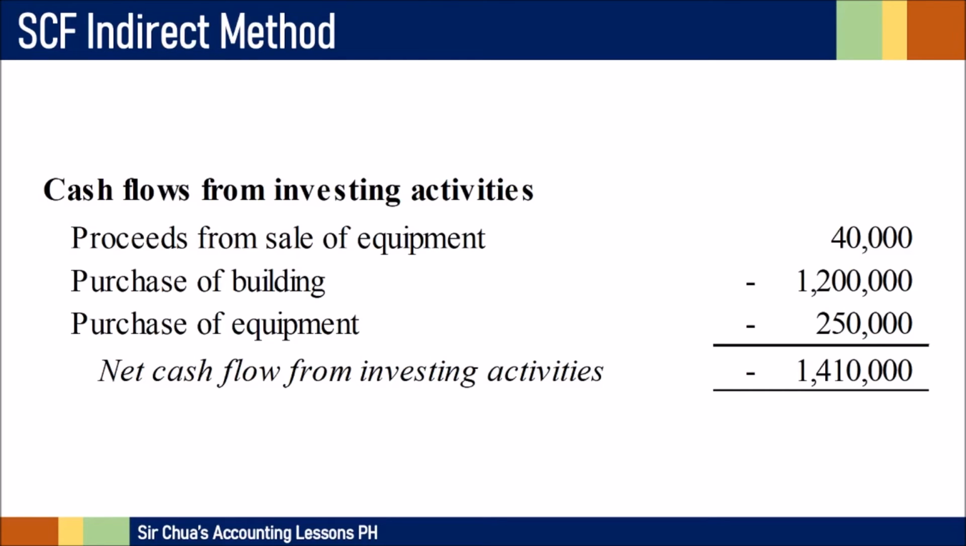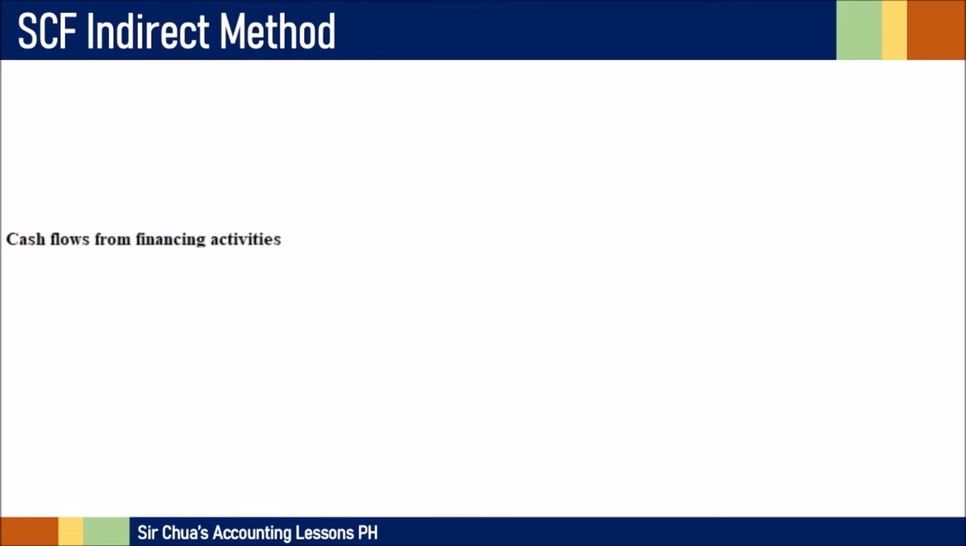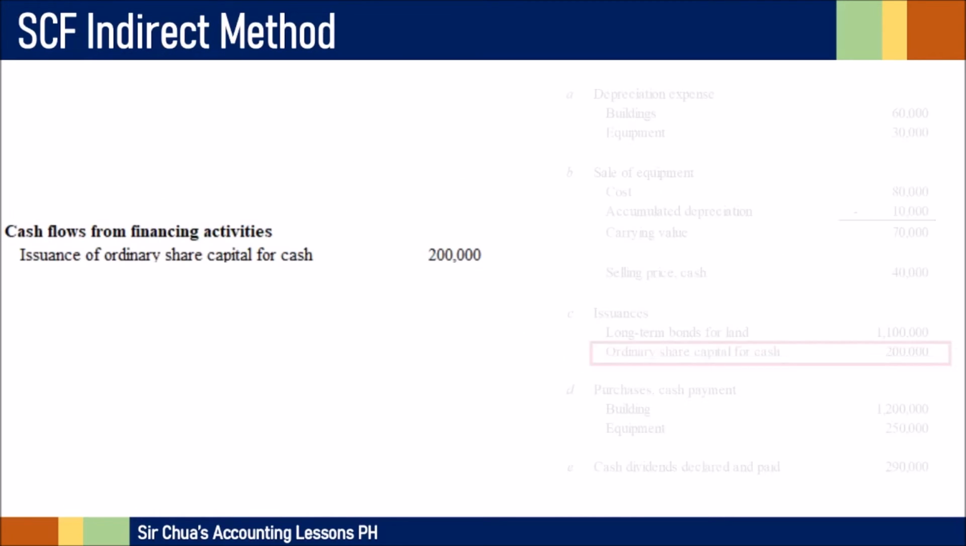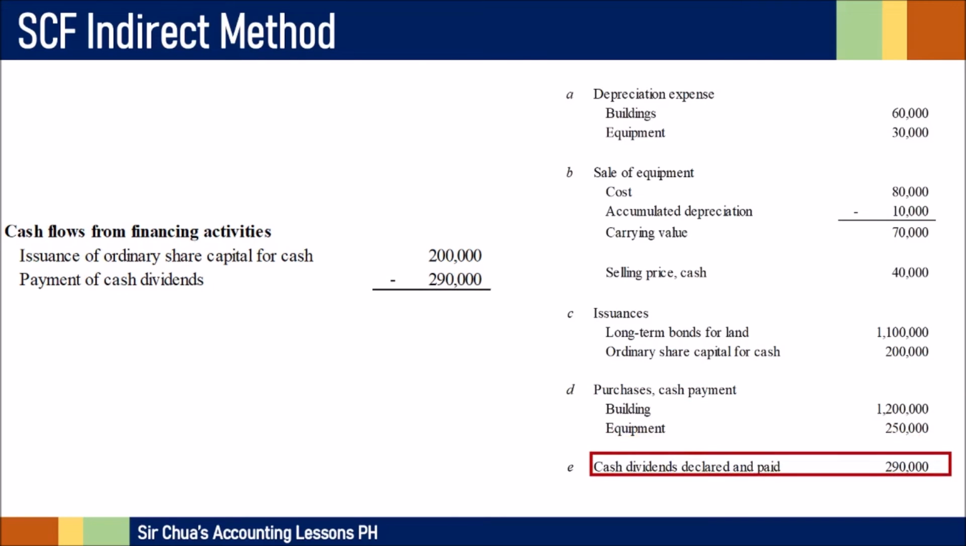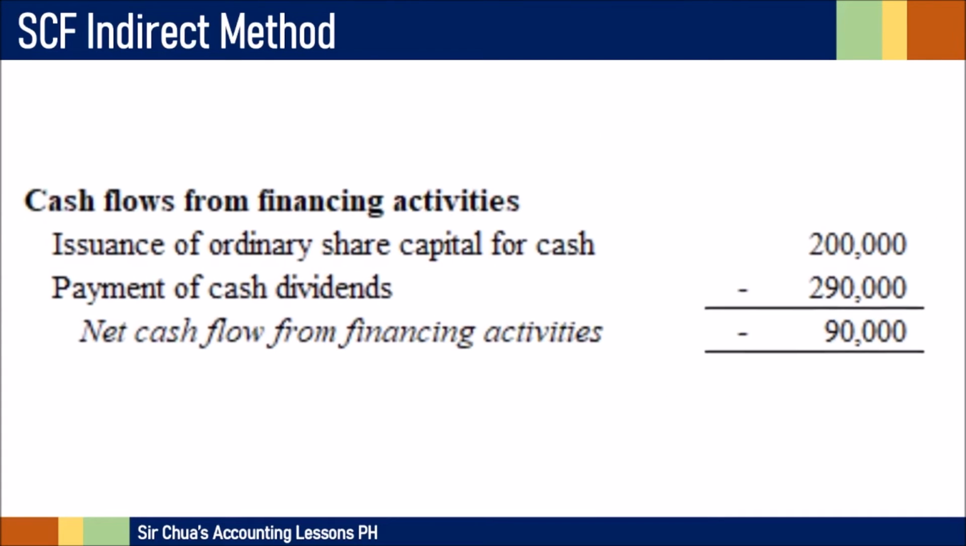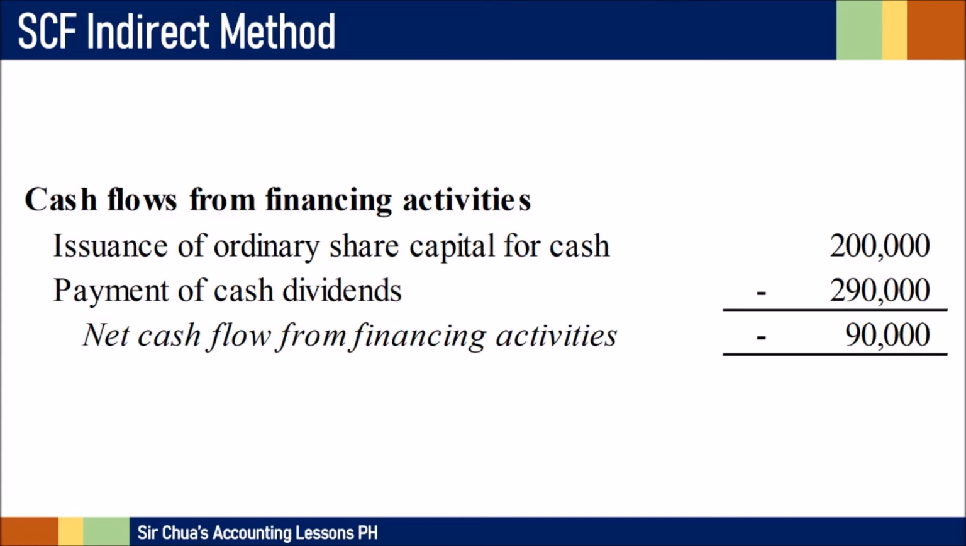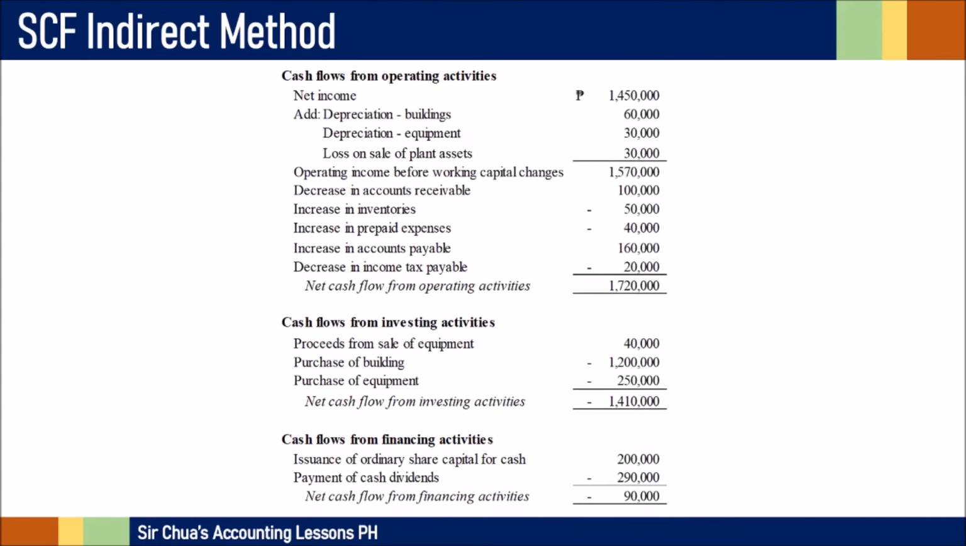If you're done with your investing activities, then you're ready now for your financing activities. As you can see here, you have an ordinary share capital that you receive cash from because you issued shares. So that's a cash inflow because you got cash from the issuance of shares, 200,000. And then you paid dividends to your shareholders worth 290,000. That is a cash outflow related to financing activities. Okay, so I think that would be all, and that is your net cash flow from financing activities. Now, if you complete all three, then you analyze what happened.